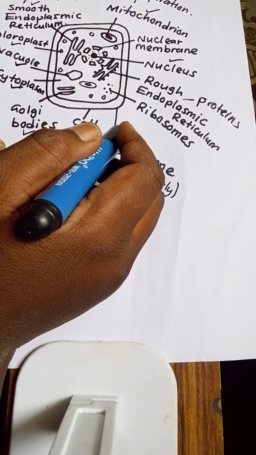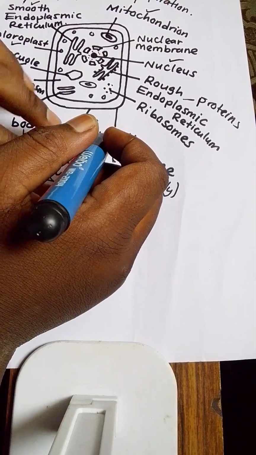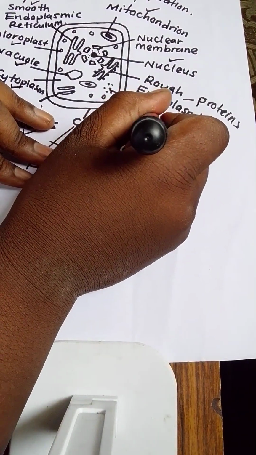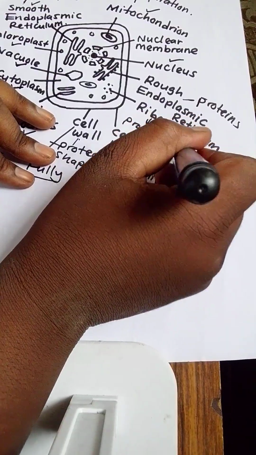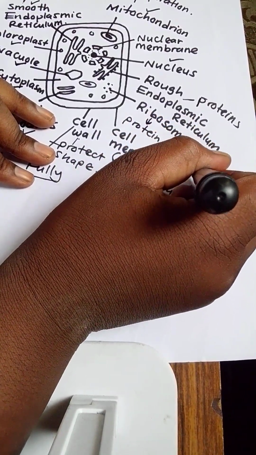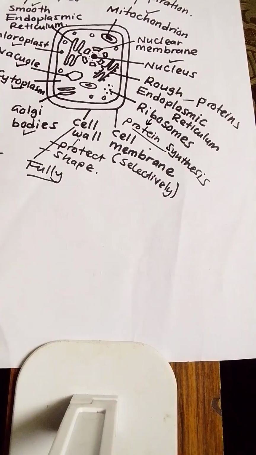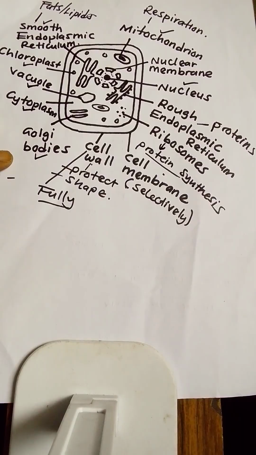Then let's look at the ribosomes. The function of the ribosomes is protein synthesis. They are responsible for protein synthesis. Protein synthesis occurs in the ribosomes. So guys, this was just an introduction on the parts of a detailed plant cell.